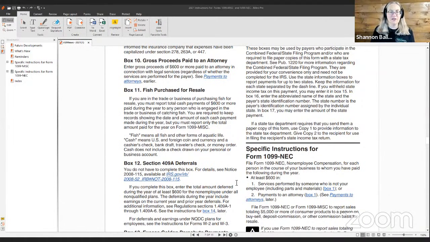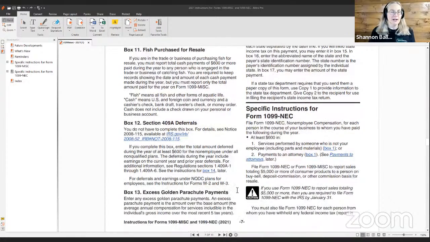Fish means all fish and other forms of aquatic life. Cash means U.S. and foreign coin and currency and a cashier's check, bank draft, traveler's check, or money order. Cash does not include a check drawn on your personal or business account. Box 12, Section 409A deferrals. You do not have to complete this box. For details, see Notice 2008-115 available at irs.gov.